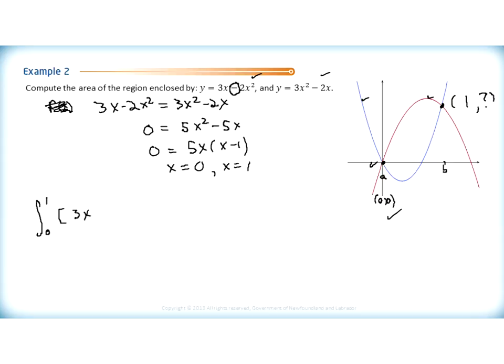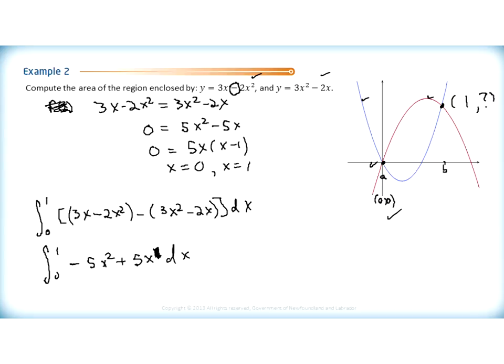So this is 3x minus 2x squared, and I have to subtract the upward facing one, 3x squared minus 2x, like so, dx. So let's put all this together to combine like terms. We're going to have negative 5x squared there, and then plus 5x. Okay, so we've got negative 5x squared plus 5x dx, like so. So we'll do the anti-differentiation business, and that will give us negative 5x cubed over 3, and plus 5x squared on 2.